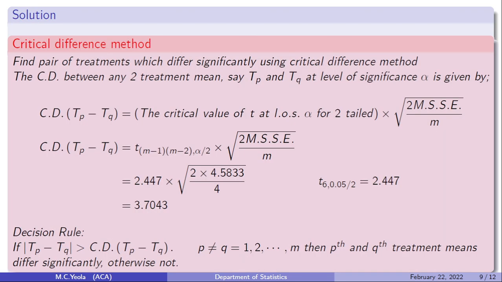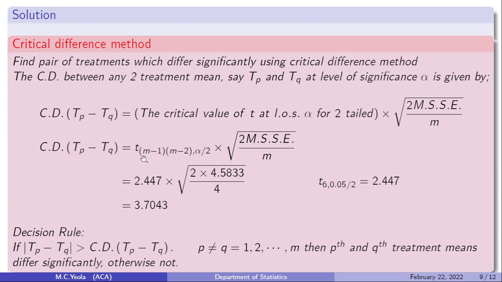After this we'll go for the critical difference method, with which we find the pair of treatment means because of which the hypothesis gets rejected. That we obtain using this critical difference method. So find the pair of treatments which differ significantly using CD here. We have the CD between any two treatment means T_P and T_Q at level of significance alpha given by CD(T_P minus T_Q) is equal to the critical value of t at level of significance alpha by 2 for the error degrees of freedom, into the square root of 2 MSSE upon m here.